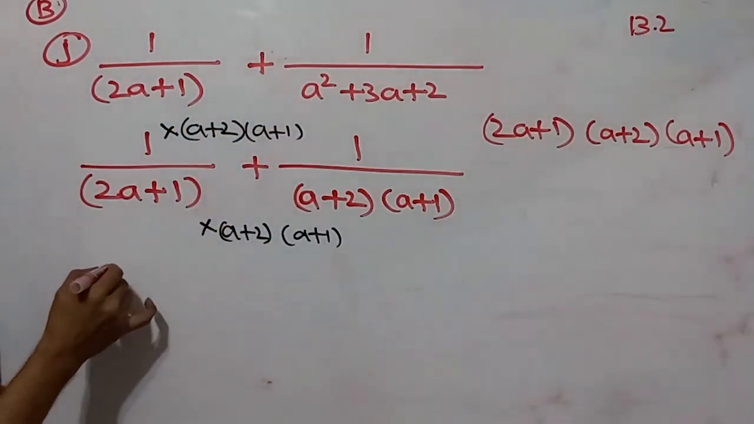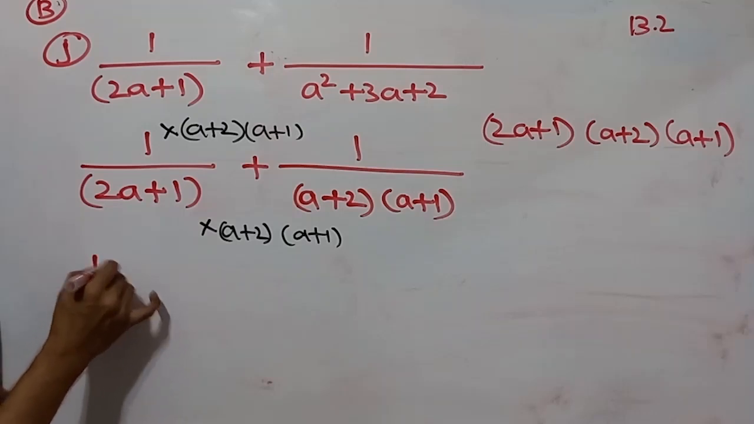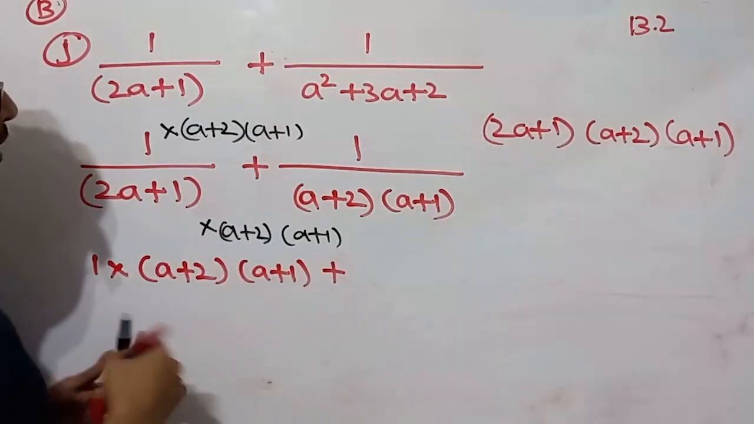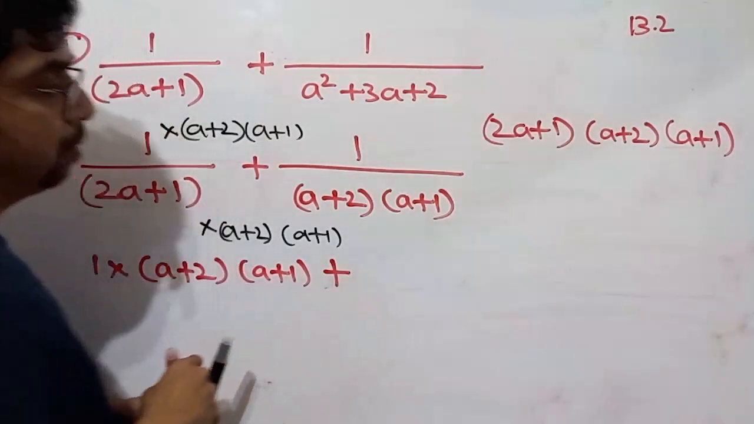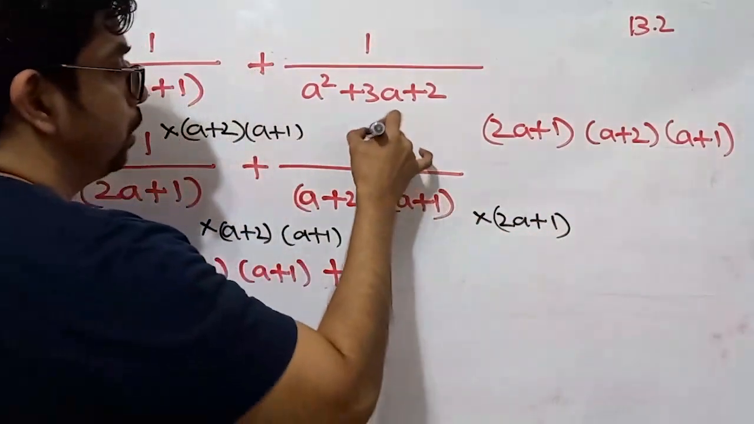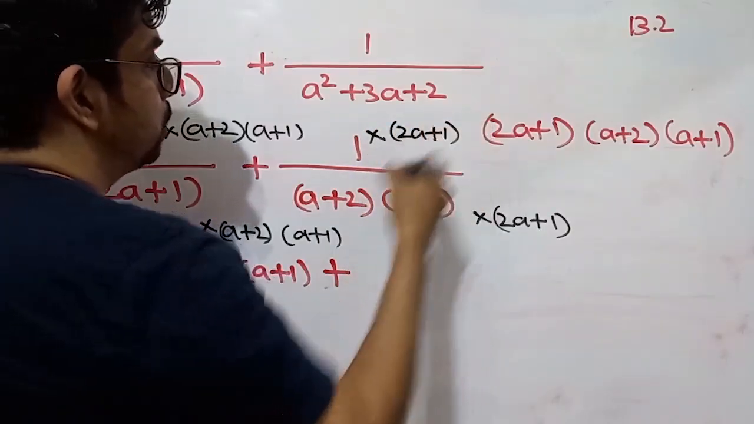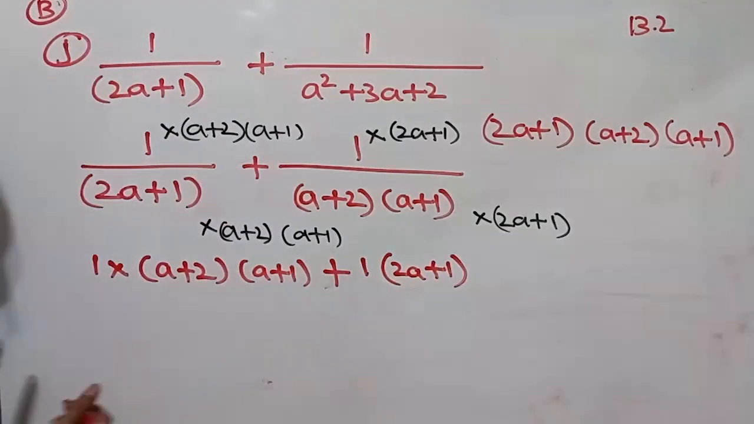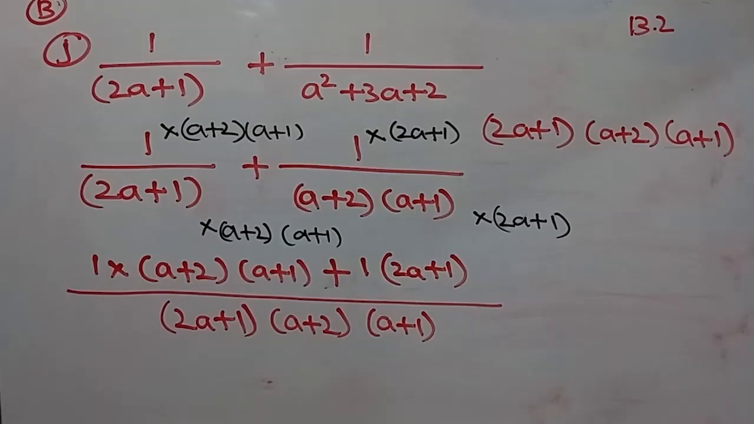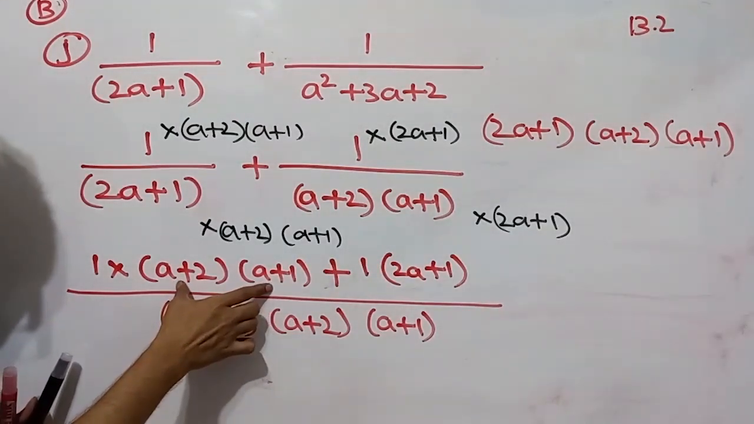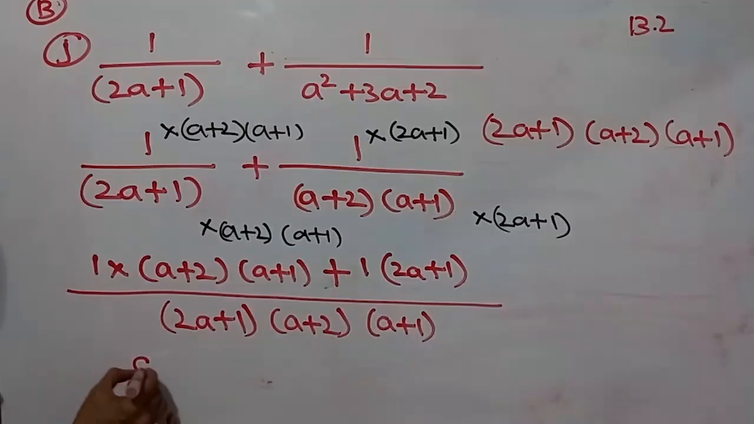So I have 1 into a plus 2 and a plus 1 plus. So here this term should be multiplied by what? 2a plus 1. That means we need to multiply 1 by 2a plus 1 as well. So 1 into 2a plus 1. Then the entire expression needs to be divided by the LCM. So we can simplify here. That means we need to simplify these two binomial expressions. So we have a squared.